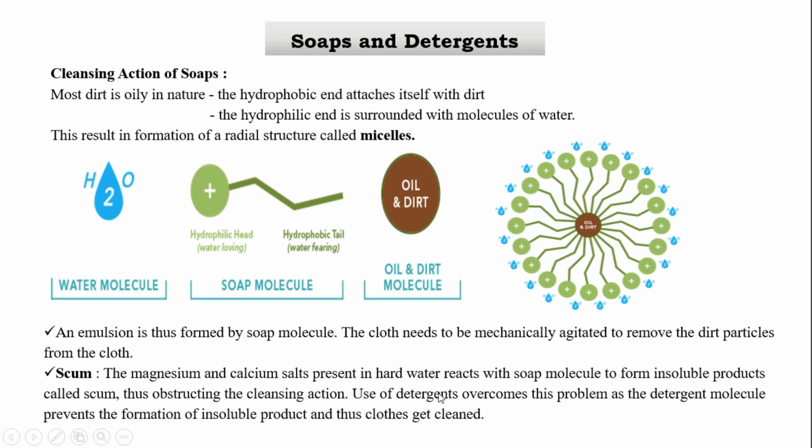So the use of detergents overcomes this problem, as the detergent molecule prevents the formation of insoluble product. So whatever scum was forming here, that won't be allowed by detergent molecules. So this detergent will try to avoid this problem. So it won't make any insoluble product, and thus it will be easy for the clothes to get cleaned. So this is the cleansing action in case of a soap and a detergent.